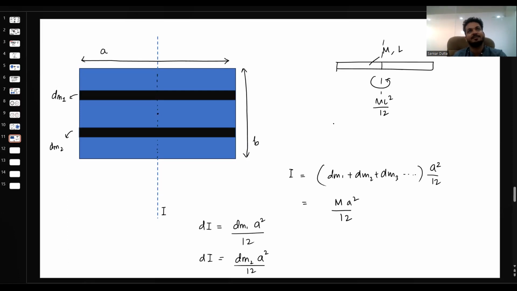Do you understand, guys? The moment of inertia of a rectangle also, if you try to rotate it about an axis, it will still be what? ma square by 12. Ma square by 12. Did you understand?